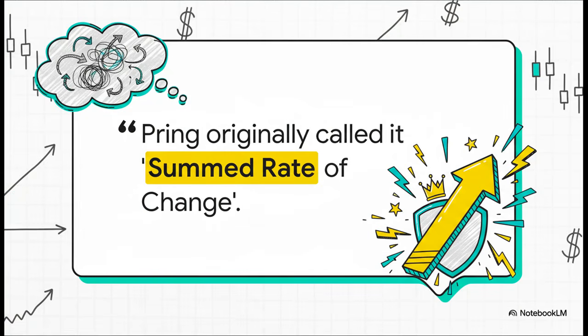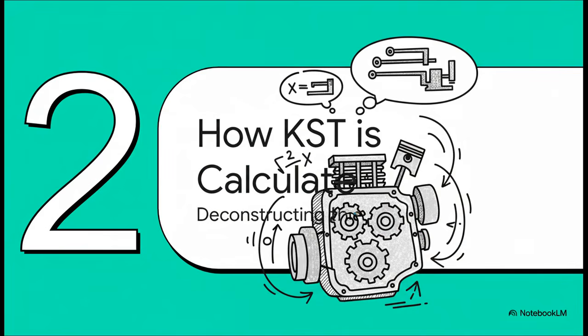And this is a fun little piece of trivia. When Martin Pring first rolled this out back in '92, he didn't call it the Know Sure Thing. He called it the summed rate of change, which, let's be honest, doesn't exactly roll off the tongue. The more confident, catchy name is what really stuck with traders. And you can totally see why. It gets right to the heart of what every single one of us is looking for, a reliable edge in the market.